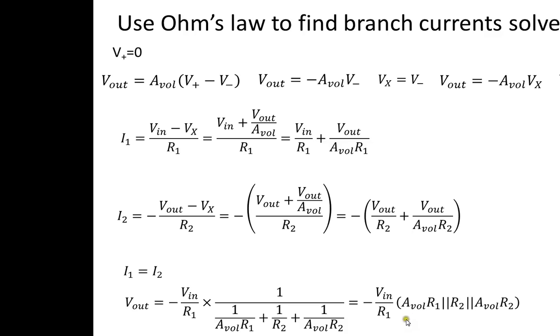So if open loop gain is 400,000 here, and R1 and R2 are similar, we're really going to be left with minus Vin divided by R1 times R2. And we can look at it over here too, that if this is going towards infinity, this goes to 0. If this is going to infinity, that goes to 0. And we would be left with our classic equation.